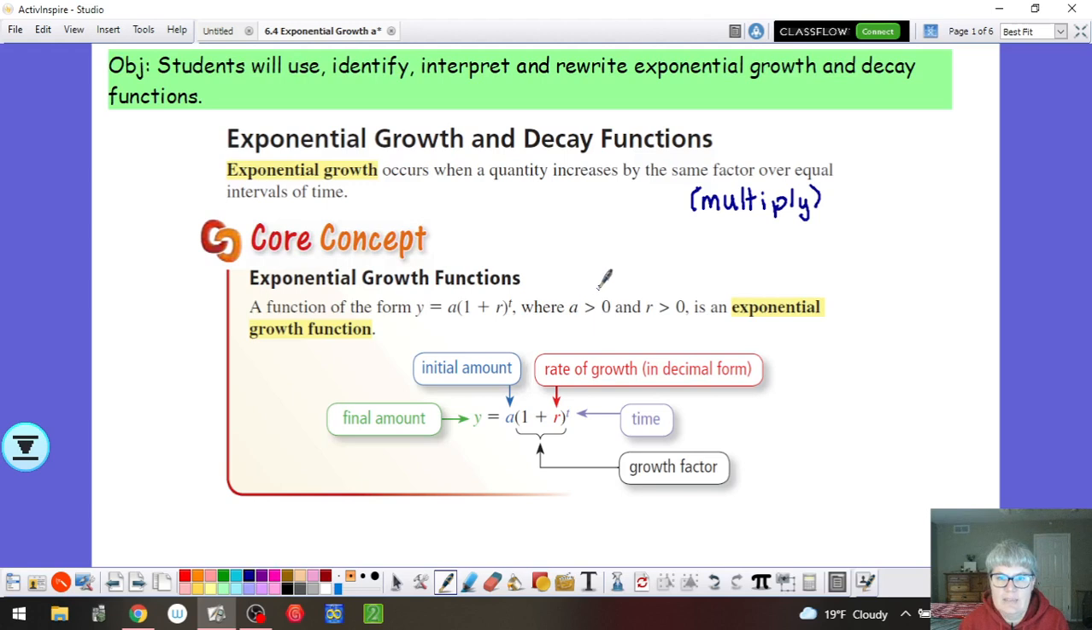The value of a has to be greater than 0, and the value of r needs to be greater than 0. In the function, y represents our final amount. A is the initial amount, the amount we begin with. R is the rate of growth in decimal form, so any percent increases need to be converted to their decimal equivalent. When you add that rate of growth to 1, you create the growth factor for our function. And the exponent t represents time.